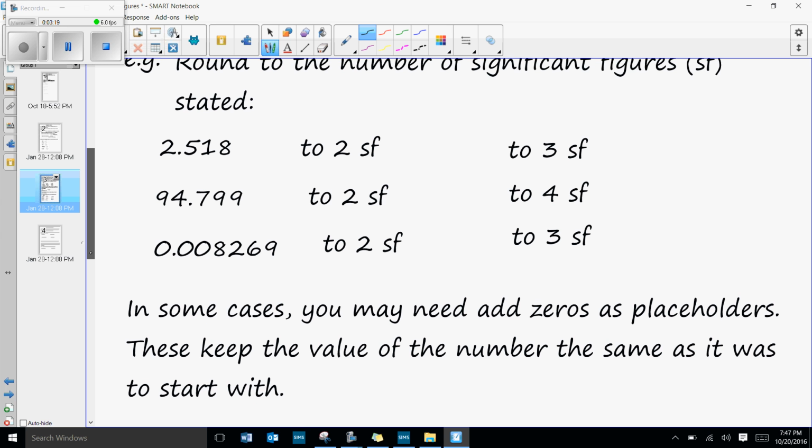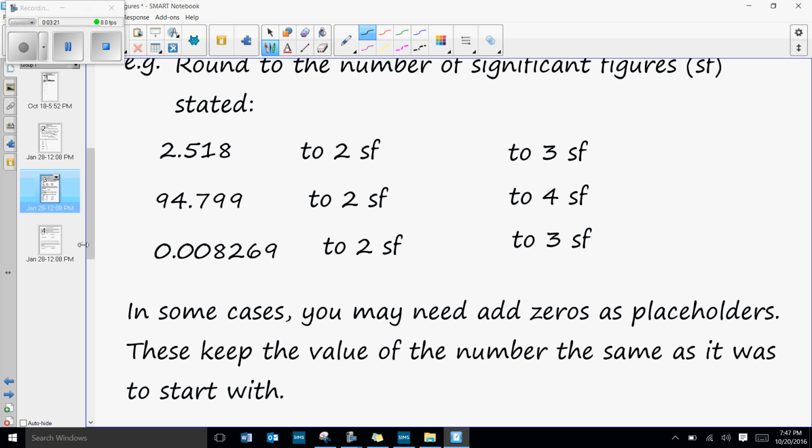So if we were asked to round 2.518 to two significant figures, I'd start counting 1, 2, and I would underline the 5. I then look immediately to the right. It's a 1. Because it's a 1, I don't do anything with the 5. My answer will be 2.5. Note the 1 and the 8 have just dropped off.